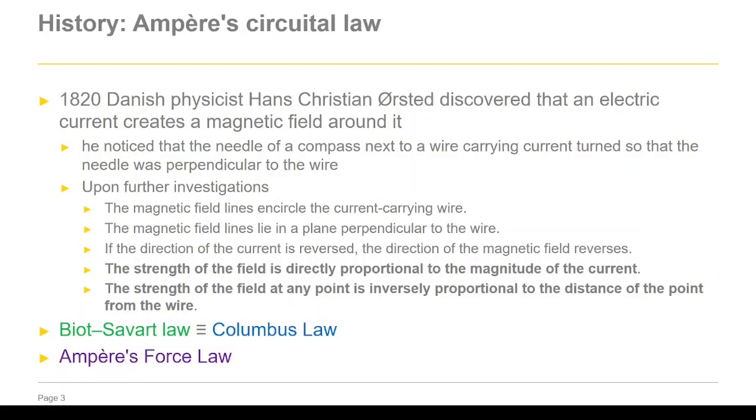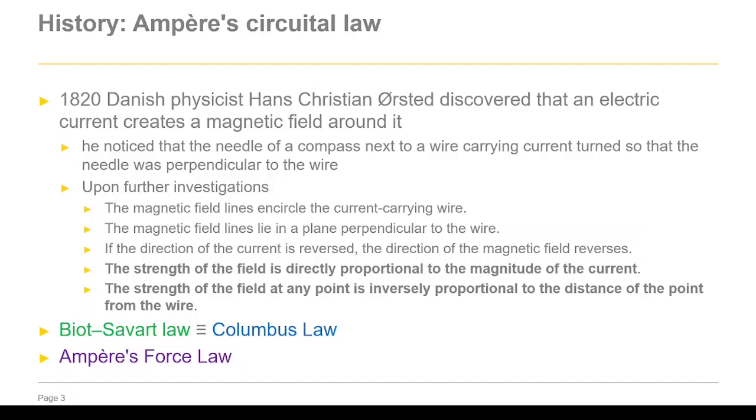It all started in 1820 when a Danish physicist, Oersted, observed that the needle of a compass kept next to a current-carrying conductor turned. On further investigations, a few more observations were made, in particular that the strength of the field was directly proportional to the magnitude of current in the conductor, and that as distance from the wire increased, the strength of the field reduced.